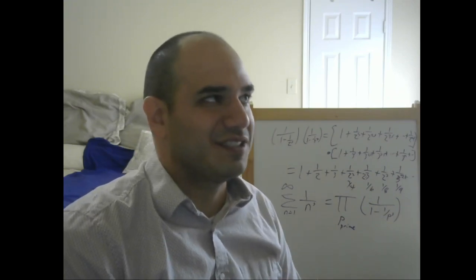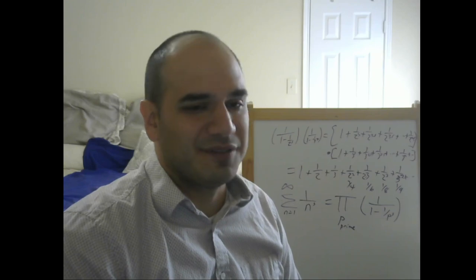We'll look at the zeta function, a couple of different ways that we can demonstrate where all of the non-trivial zeros would be for this function.